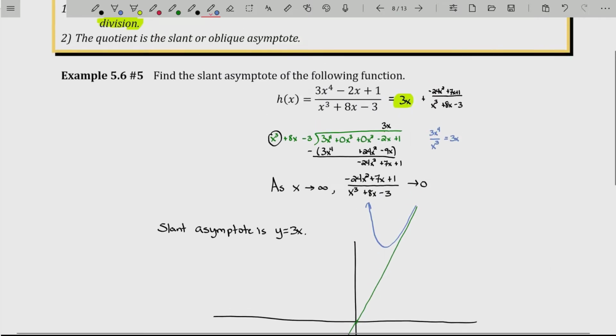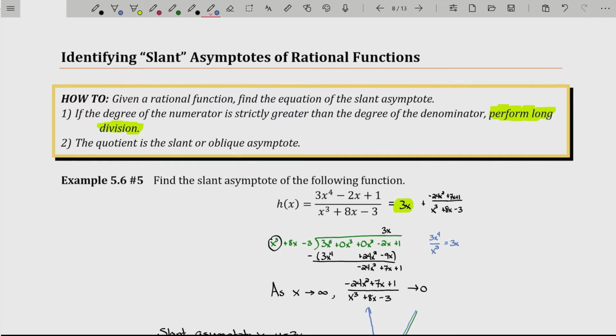So again, the guideline is, if you're given a rational function and asked to find the slant asymptote, as long as the degree of the numerator is strictly greater than the degree of the denominator, perform long division, and that quotient ends up being the slant or oblique asymptote. It's a slant asymptote if it's a linear function, it's oblique otherwise.